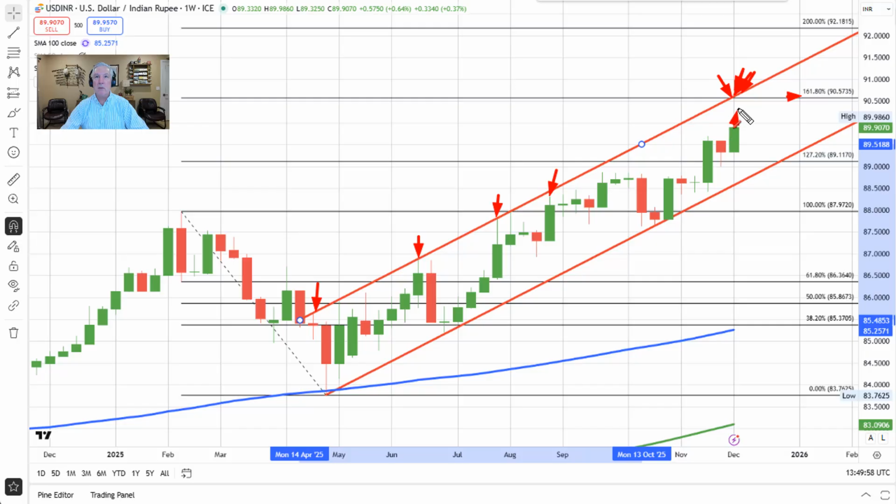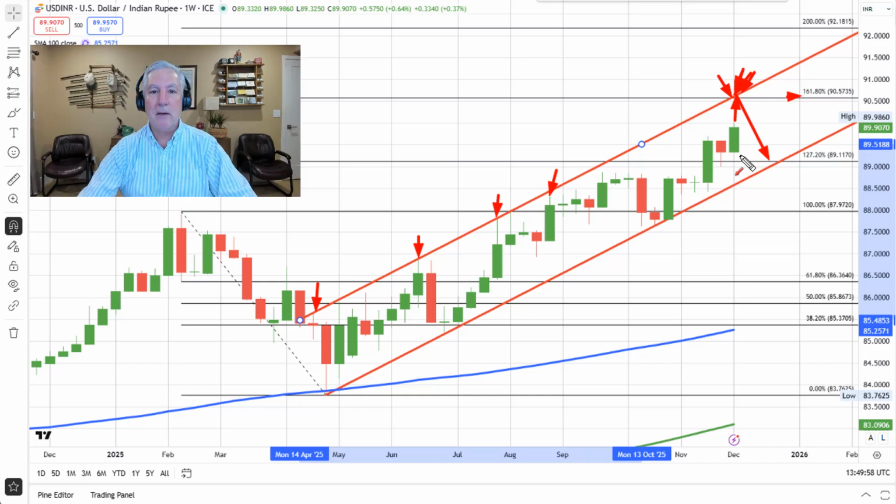But if the price were to move up to that level, I would expect some sellers against that level that may push the price back to the downside. We'll see. But that's what trading is about. That's what technical analysis is about, trying to find those levels that traders can lean against. So that's my technical view on the US dollar versus the Indian rupee.